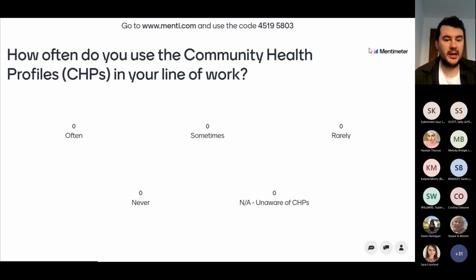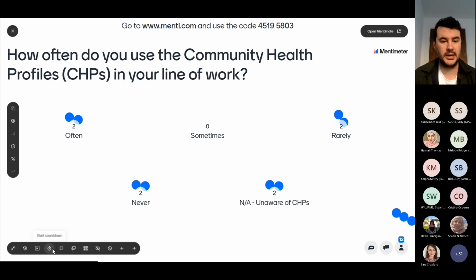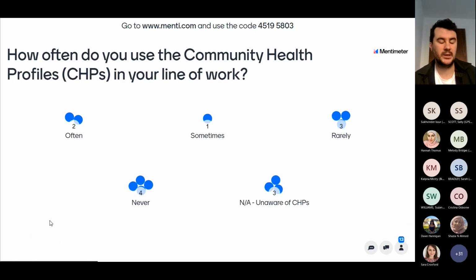So the first Menti of today, it's just a really good opportunity for us to find out how much the community health profiles are being used. Hopefully, given that we've got quite a lot of people that aren't usually attending our webinars, there may be quite a few people who are unaware of the profiles at this stage, and that's not a problem at all. The idea of these webinars is to help to talk about a health related topic, but also help to push these profiles and make as many people aware of these profiles as possible. So I'm just going to give it a few minutes to see the answers come through. And if anyone has any issues accessing Menti, then please just mention it on the chat. Thank you.